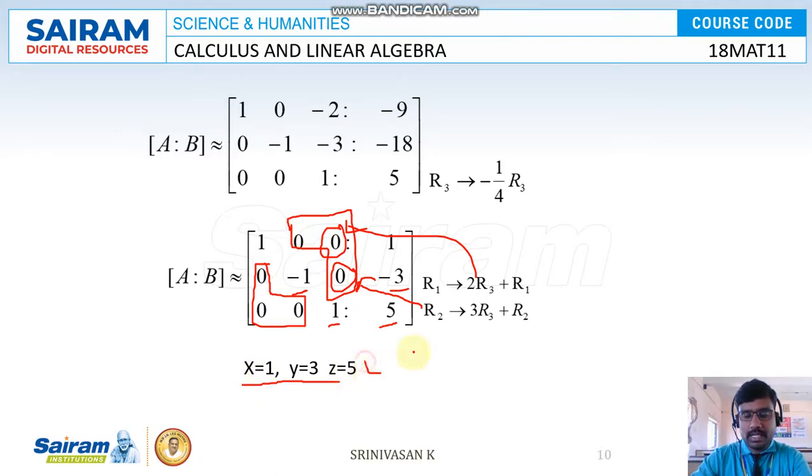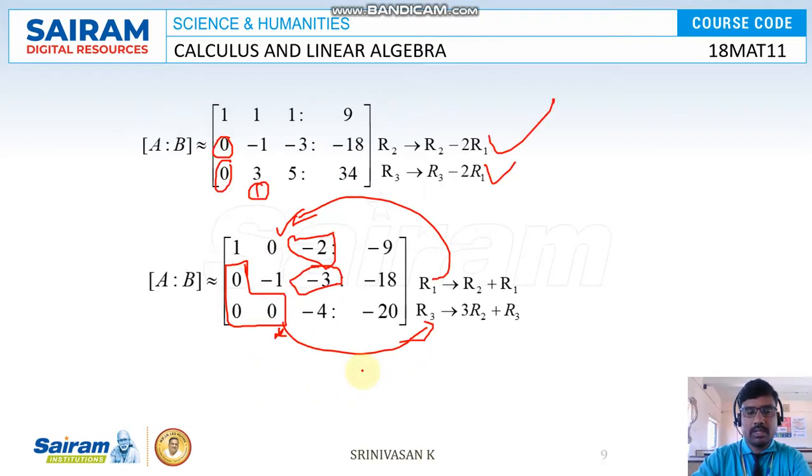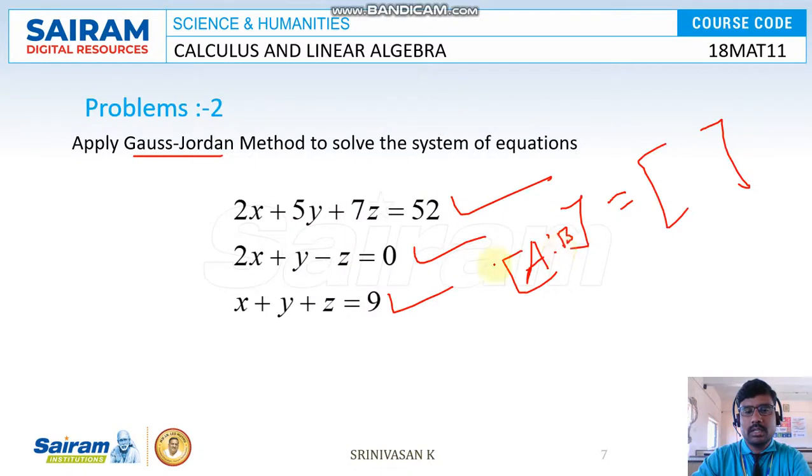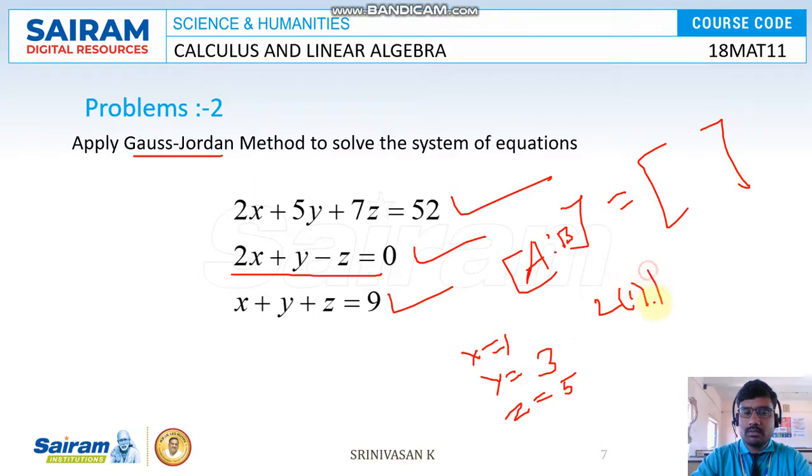So how to verify this answer is right or wrong? So x equal to 1, y equal to 3, z equal to 5. Just to substitute in any one equation. So I simply substitute the equation 2 in the variables. So what is 2? 2 into what is x equal to 1 plus what is y? Y is a 3 and minus 5 equal to 0.